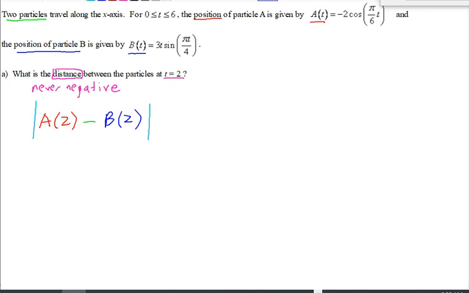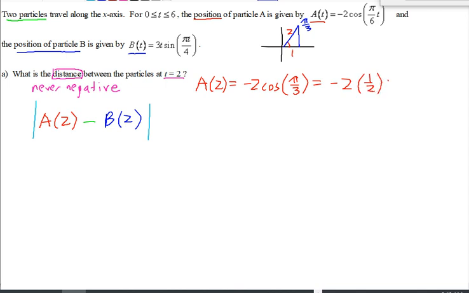So a of 2, the position of particle A, would be negative 2 times the cosine. When you substitute 2 in there, it becomes 2 pi over 6, reduces to pi over 3. So negative 2 times cosine of pi over 3, if we draw that here. Pi over 3 is right here. Cosine is the adjacent over the hypotenuse, so the adjacent here, 1 over the hypotenuse 2. So that would be 1/2. And that gives you negative 1.